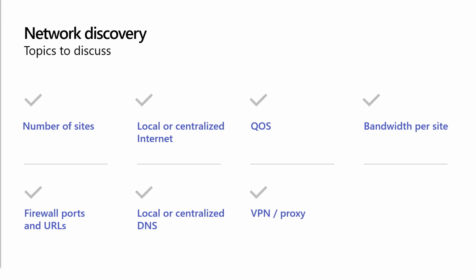And then other things, how much bandwidth do you have? Do you need to increase bandwidth when implementing Teams and Teams Rooms? Are the firewall ports and URLs open and available? Local or centralized DNS? The same answer you use for local or centralized internet will be the same answer for local or centralized DNS. Those two go very much hand in hand. And then VPN and proxy. What are your VPN and proxy rules and decisions that need to be made?